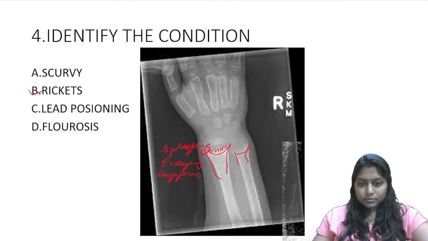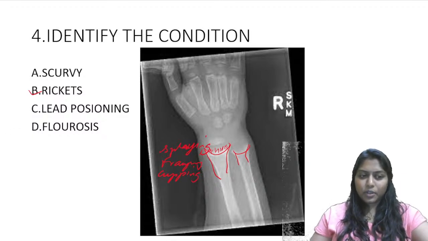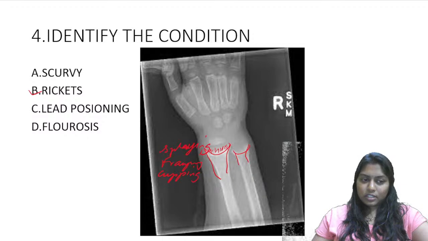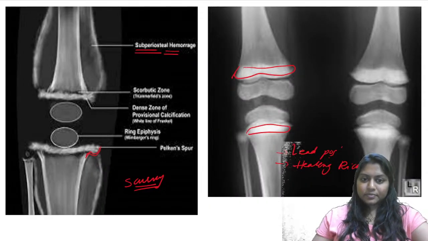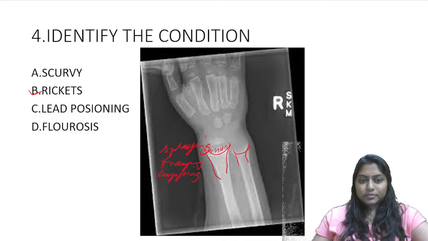Splaying and cupping. How about loss of provisional zone of calcification? It's not very clear here, and it also comes for scurvy, so I didn't want to confuse, because most of the questions are about the earliest finding. Yes, loss of provisional zone of calcification is the earliest radiological finding in rickets. No, delayed appearance of the epiphysis is what you will see in rickets actually.